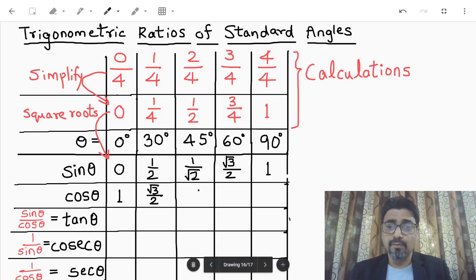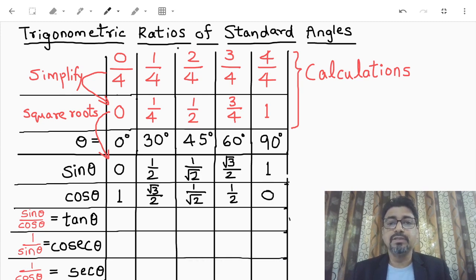Cos 45 degree will remain the same. It's 1 upon root 2. Then what was before 1 upon root 2? It was 1 upon 2, half. But this time cos 60 degree is going to be 1 upon 2, that is half. And the first answer was 0 here. The last answer, that is cos of 90 degree, is going to be 0.